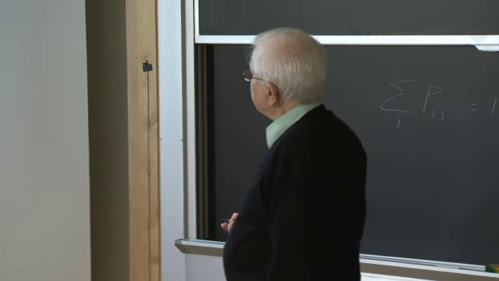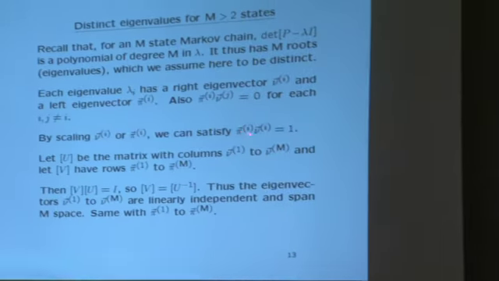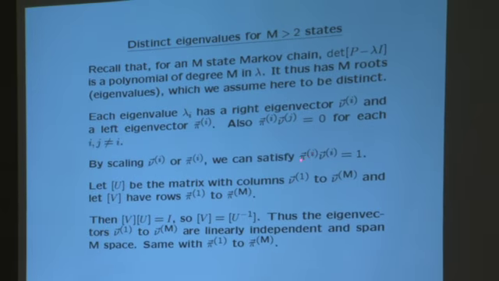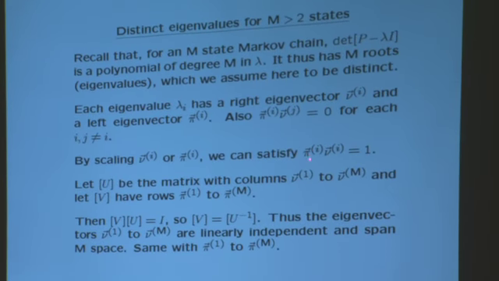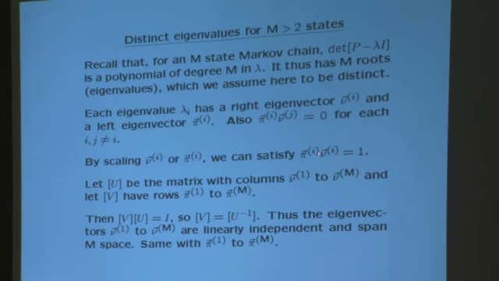If we choose the scaling factor appropriately, we get pi, the ith left eigenvector, times the ith right eigenvector. This is just a number now. We can scale things so that it's equal to 1.